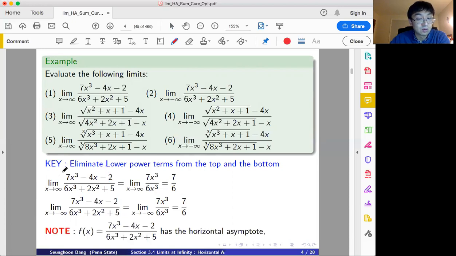So we have one note. f of x equals 7x cubed minus 4x minus 2 over 6x cubed plus 2x squared plus 5 has a horizontal asymptote. What's the horizontal asymptote? y equals this limit value, 7 over 6. This is exactly the horizontal asymptote.